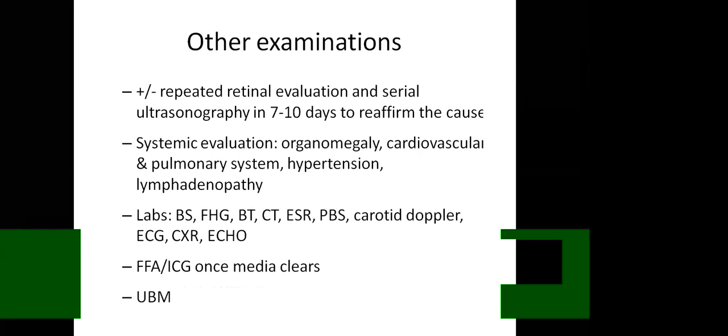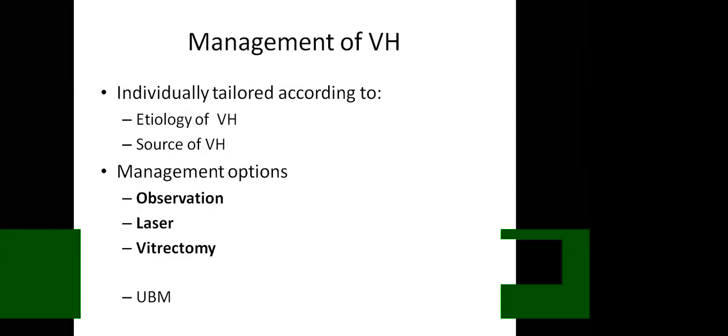In this event, you want to do your workup: a blood sugar, full blood count, bleeding time, clotting time, ESR, peripheral blood film, carotid Doppler to rule out ocular ischemia, ECG, chest X-ray, echo. So all these are to look for possible causes of your vitreous hemorrhage if you can't find them with your basic examination and your B scan and your ultrasound.